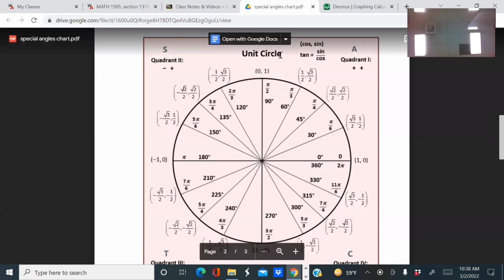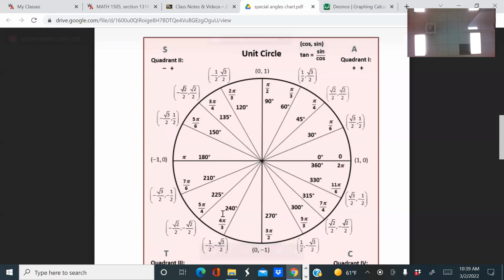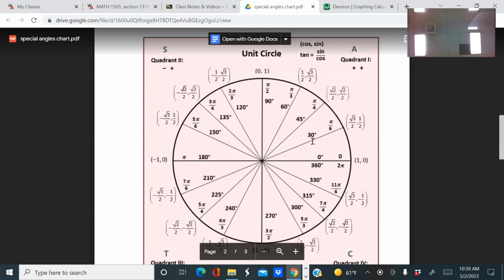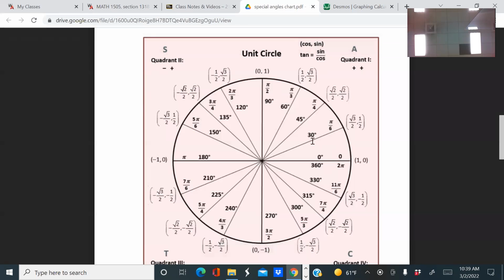Square root of 2 over 2, and then, of course, 1 or 0, right? Okay, so that makes this picture easy to recall, right? Because the coordinates for these points are always either 1/2 or square root of 2 over 2 or square root of 3 over 2, right?